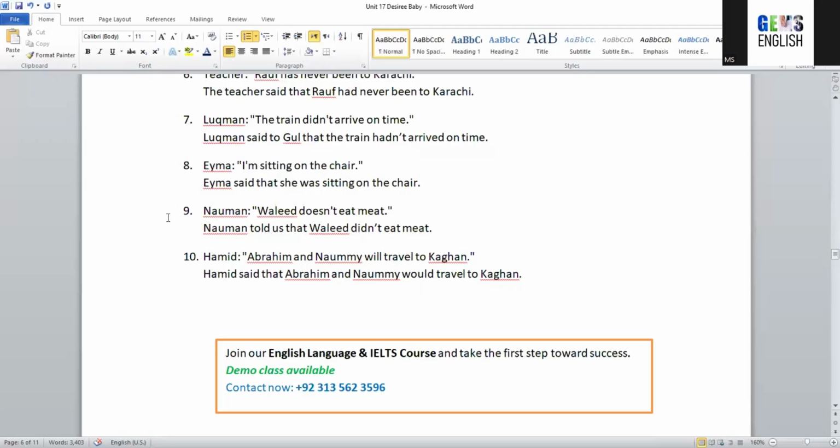9. Nauman: Walid doesn't eat meat. Nauman told us that Walid didn't eat meat. 10. Hamid: Abraham and Nami will travel to Kagan. Hamid said that Abraham and Nami would travel to Kagan.